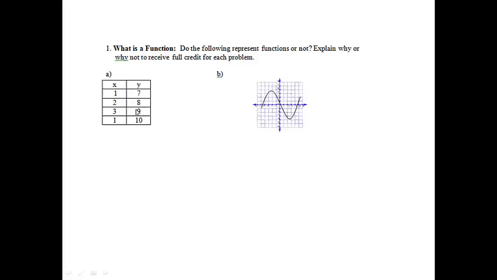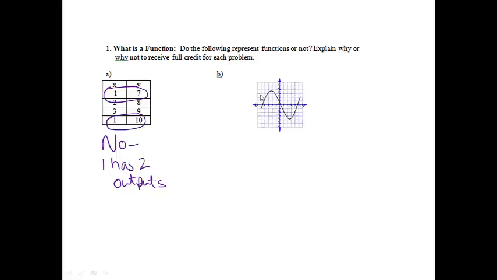We have the points 1, 7, 2, 8, 3, 9, and 1, 10. I'm going to say we have a little difficulty because we have 1, 7, and we have 1, 10. And 1 is not allowed to have two outputs. So I'm going to say on this one, no, this is not a function. And it did say to explain why, so I'm going to say 1 has two outputs. I could also say every input is only allowed to have one output, so that would be fine as well.